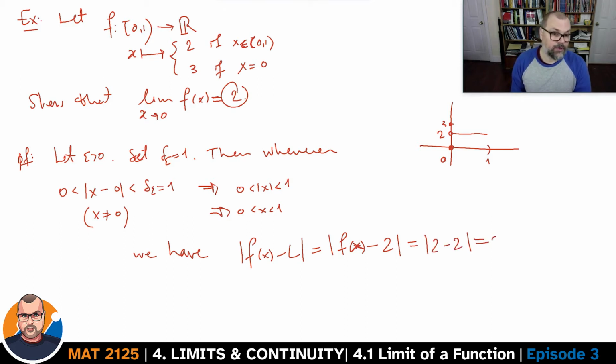So 2 minus 2 equals 0, and that's definitely smaller than epsilon because you picked epsilon to be greater than 0. So what's happened here? For any arbitrary epsilon greater than 0, I could find a delta epsilon, in this case 1, which was such that whenever 0 was smaller than x minus c in absolute value, which was smaller than delta epsilon, which translated to saying that 0 was smaller than x smaller than 1, the difference between the value of the function and the candidate for the limit, f at x minus L in absolute value, was in fact equal to 0, which was always smaller than epsilon. And so the definition is satisfied. The limit of this function is 2.